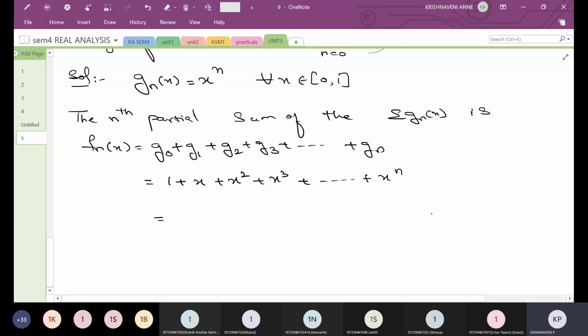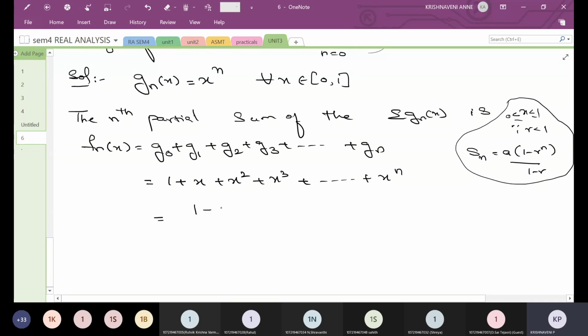Yes, okay. Now this is nothing but the sum of n terms, Sn equal to a into 1 minus r power n by 1 minus r, since here x is in the interval 0 to 1. That means here the r value is less than 1, so I'm using this formula. Here a is nothing but 1, you can see the first term a is 1. So this will be 1 minus x power. Totally how many terms are there? This is x power 0, x power 1, x power 2, 3, so on, so n plus 1 terms are there. So 1 minus x power n plus 1 by 1 minus x.